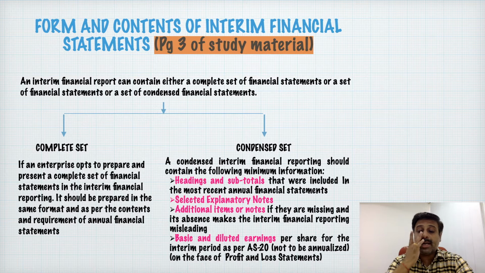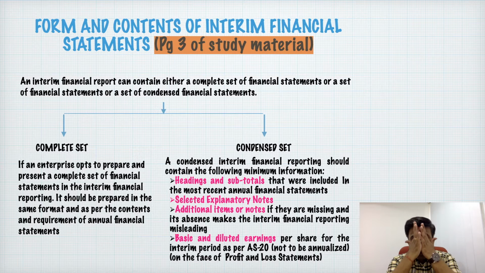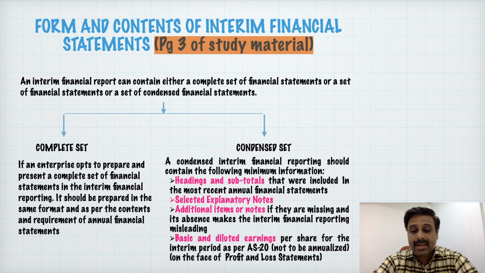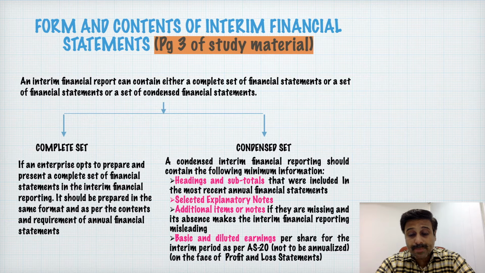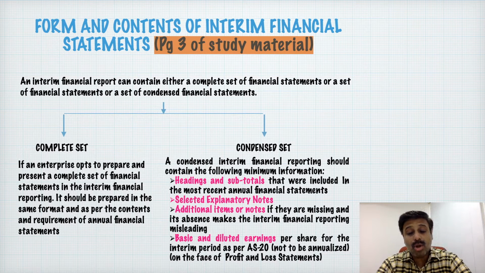Selected explanatory notes are to be included only, not all explanatory notes. Selected notes which are necessary for the shareholders to understand the financial statements. Okay, only selected explanatory notes are to be included which are necessary for the shareholders to understand the quarterly financial statements. Additional items or notes, if they are missing and their absence makes the interim financial report misleading. So if any additional notes are to be included and you find that if that information is not given, then shareholders will interpret the financial statements in a wrong manner, then that additional information should also be given.